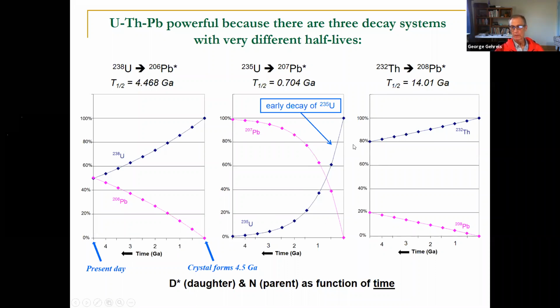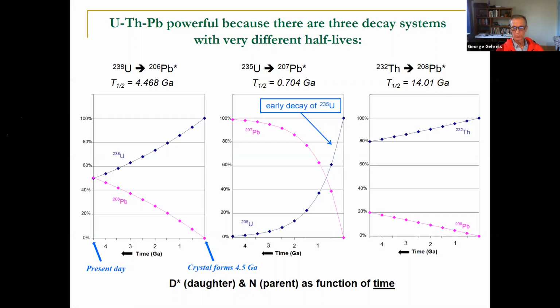This is what makes the older part of Concordia, the application of uranium-lead geochronology to Archean systems, so powerful. We can determine very precise ages because there was so much 235 early in Earth history, and it was decaying rapidly to 207. And then our third decay system here, thorium-232 going to lead-208, very long half-life. And you can see this one is just about a linear change through time.